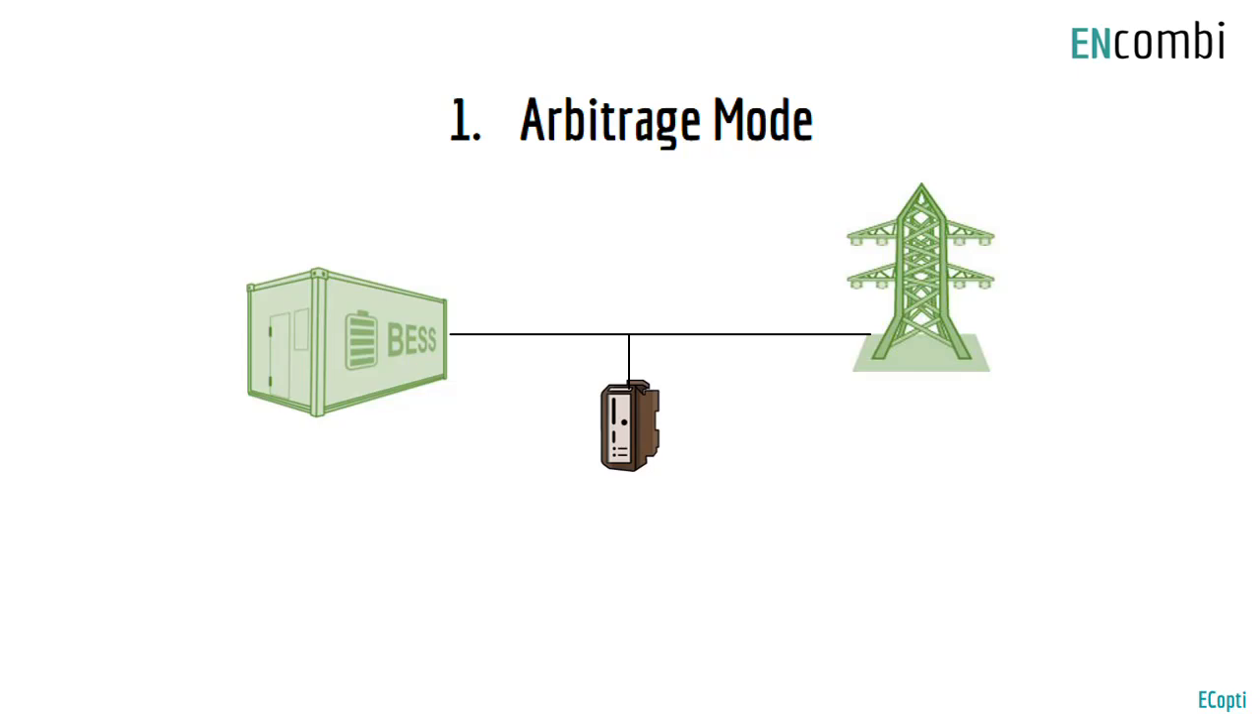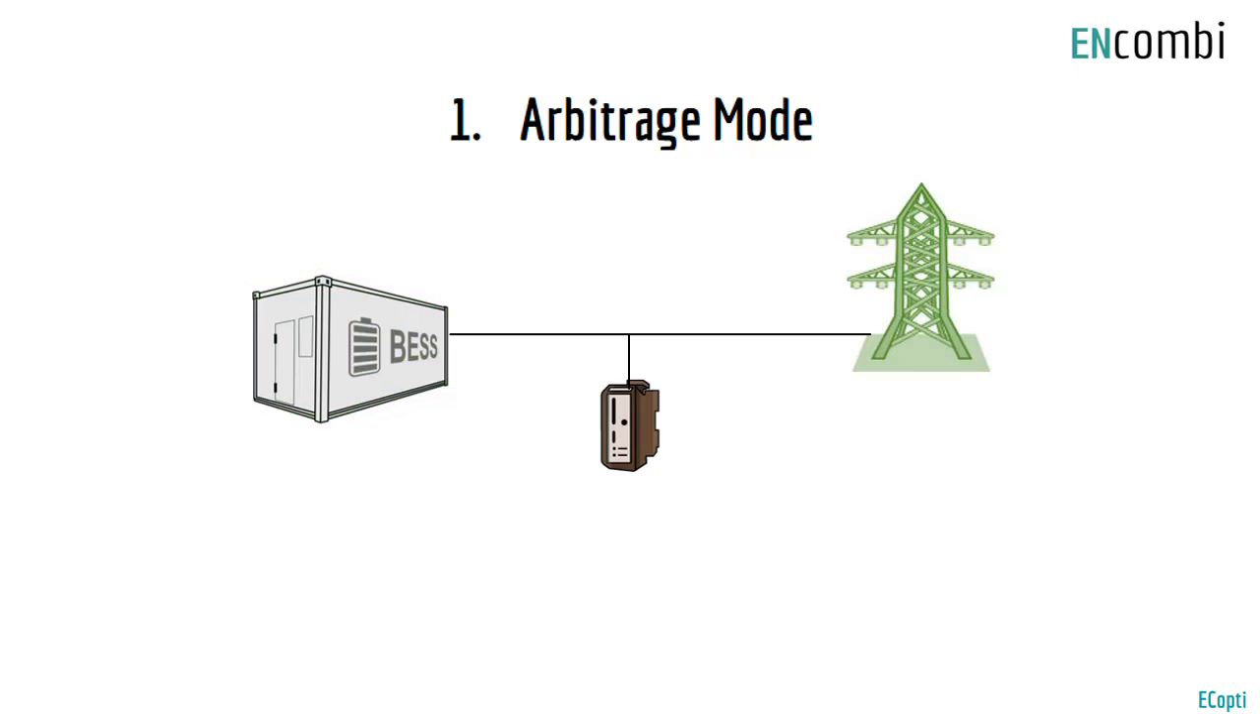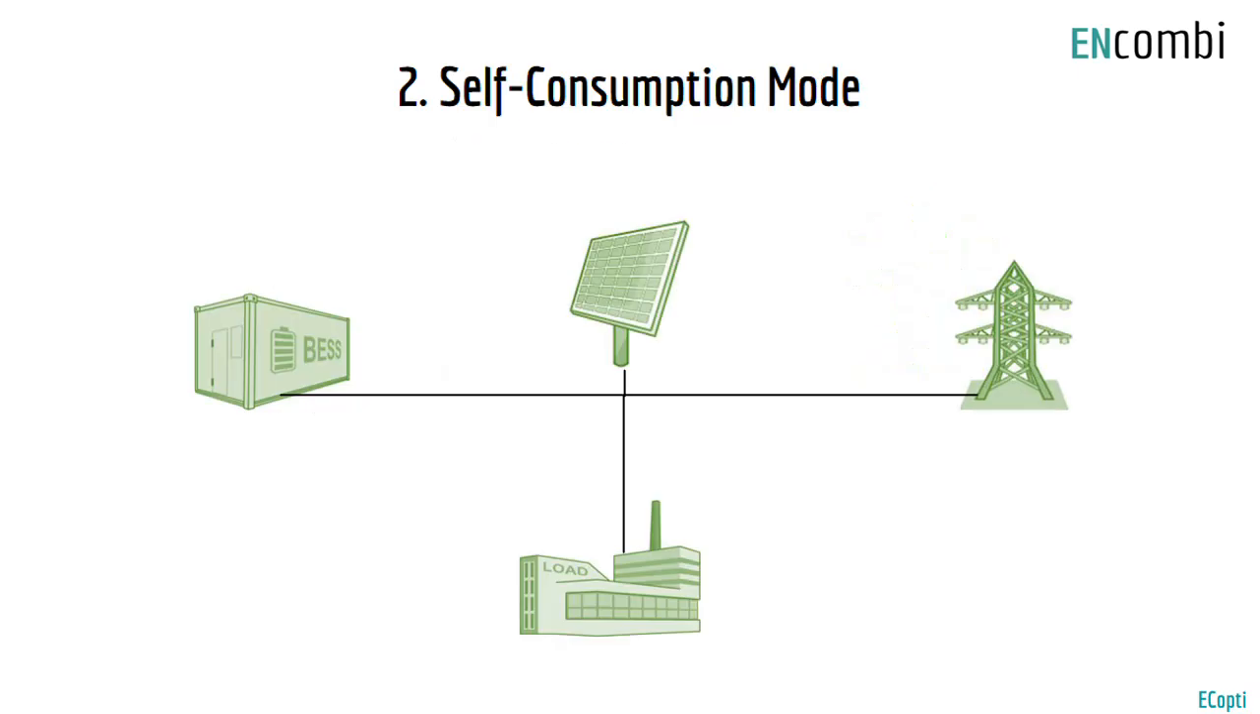Arbitrage mode is focused on maximizing profit by charging the BESS when electricity prices are low and discharging when prices are high. This service is available free of charge. Self-consumption mode is designed to minimize electricity costs by forecasting future PV generation and load consumption. Using this information together with electricity price data, ECopti optimizes storage and usage to reduce overall energy expenses. This mode requires a license.